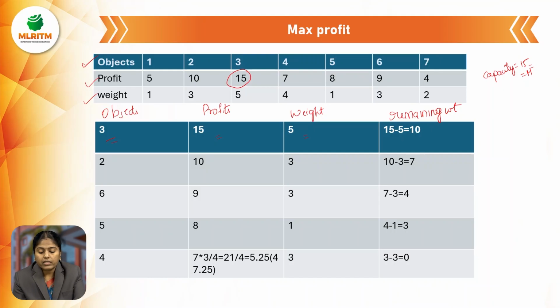Next, what is the next maximum profit here? 10. For the 10, what is the object here? 2. What is the profit here? 10. What is the weight here?